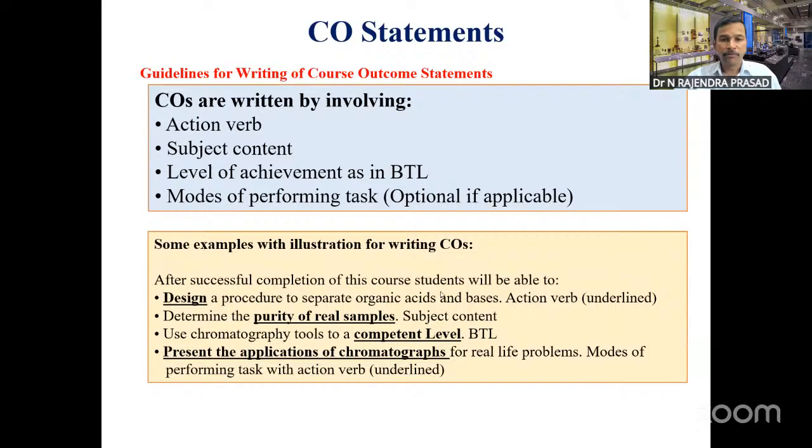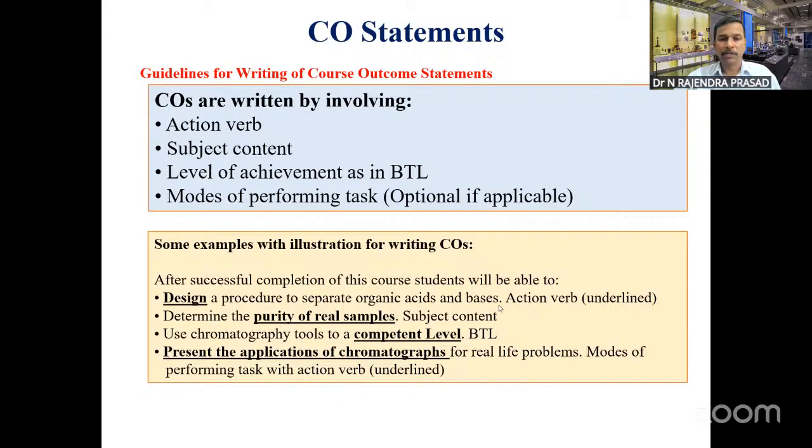Then after completion of this course, the student will be able to present the applications of chromatographs for real life problems. So this is the mode of performing the task. Chromatographic separation procedure will be applied. Application of the chromatographic procedures will be utilized in order to perform the task.